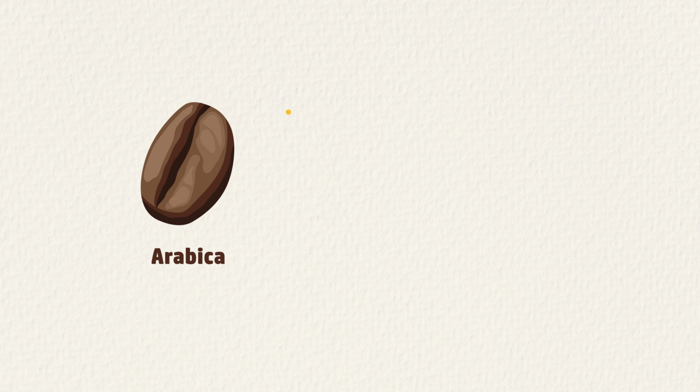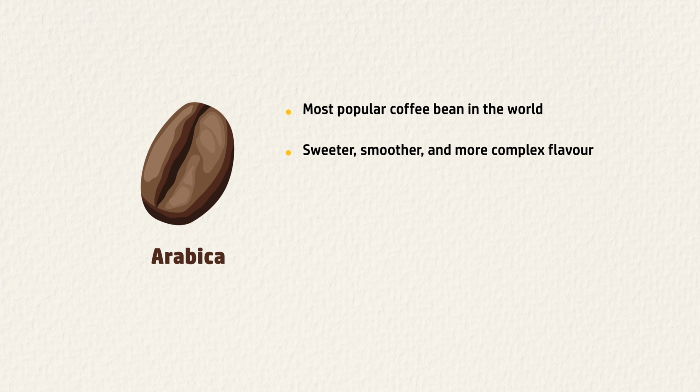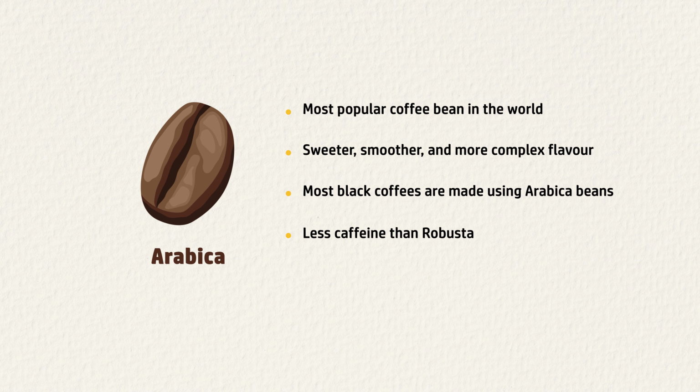There are two main types you should know, Arabica and Robusta. Arabica is the most popular coffee bean in the world. It has a sweeter, smoother, and more complex flavor profile. Most black coffees are made using Arabica beans. It contains less caffeine than Robusta, and because it's more delicate and harder to grow, it's usually more expensive.